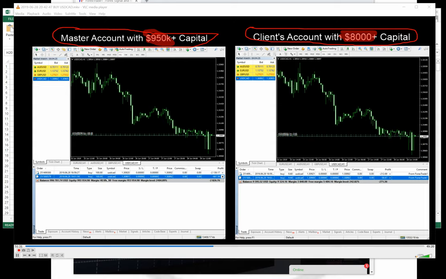As you can see, here we have placed 100 lot for buy USD CAD. It's a buy signal. Here the account balance is 9.59, that is exactly near to 9.6. The order is placed with 9.6 buy USD CAD. You can check here, you can verify each trade.